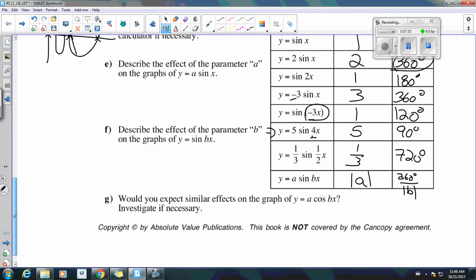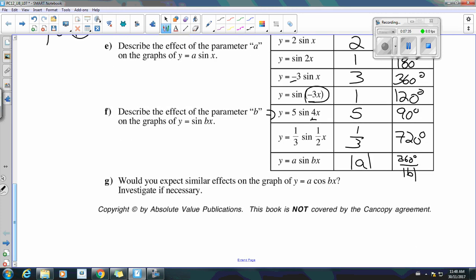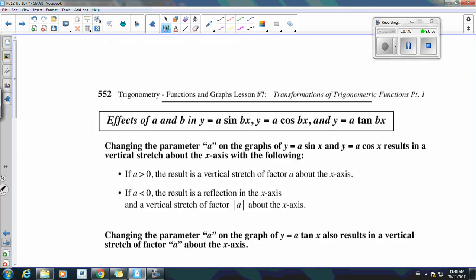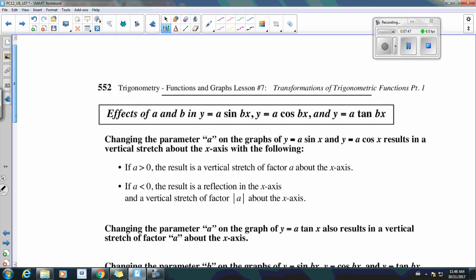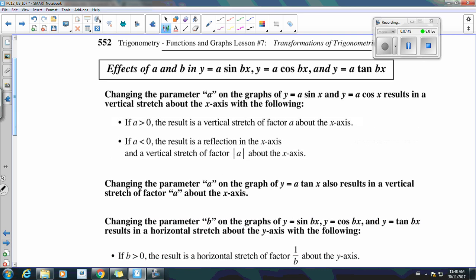Okay, so it asks, should we expect similar effects on the graph of y equals a cos bx? Well, yes, it's the same thing. Our intercepts are in a different place, but other than that, the graphs are identical. They're just shifted over. The same thing will result.